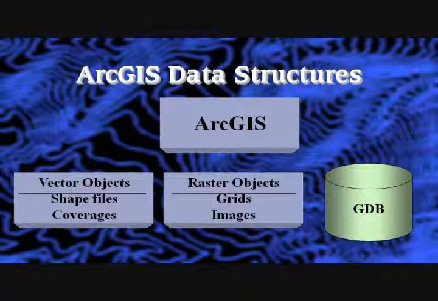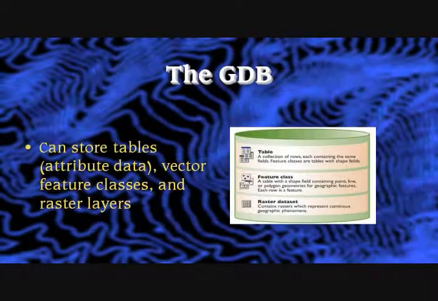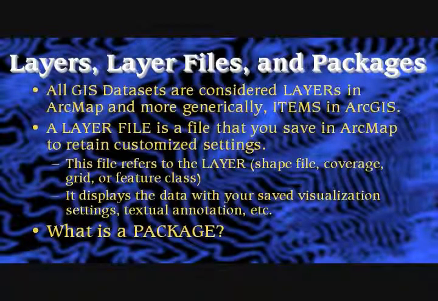Then on the right side of this slide, you see this green canister labeled GDB. That is our GeoDatabase. Now I've depicted it in this way because the GeoDatabase is not inherently either vector or raster. In fact, the GeoDatabase can store both vector and raster objects. The GeoDatabase, as you see here on the next slide, can store tables, what we call standalone tables, vector feature classes, and raster layers.